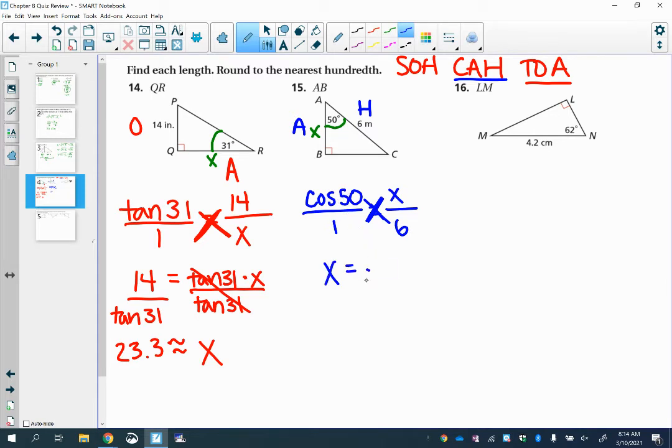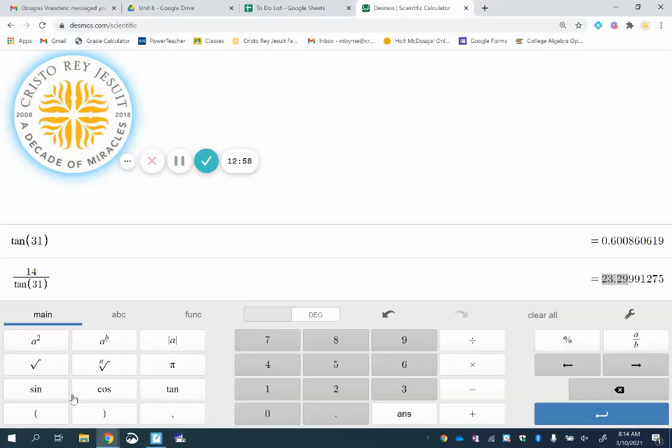All right, so now in this case, I'm going to start with 1 times X, which is X. And then on this side, I've got cosine of 50 times 6. All right, so I'm actually already ready to get my answer. I don't have any division to do because X is already by itself, so I'm ready to take this to the calculator. Cosine of 50 times 6.